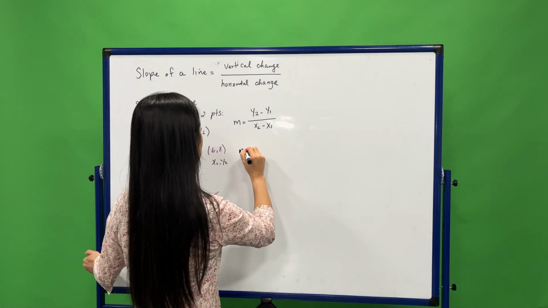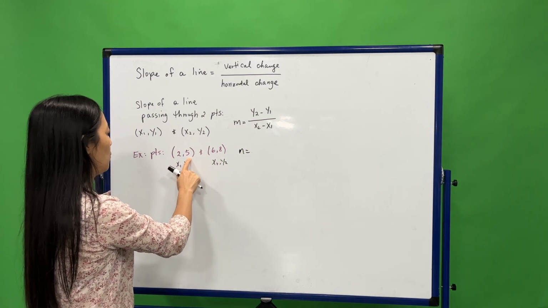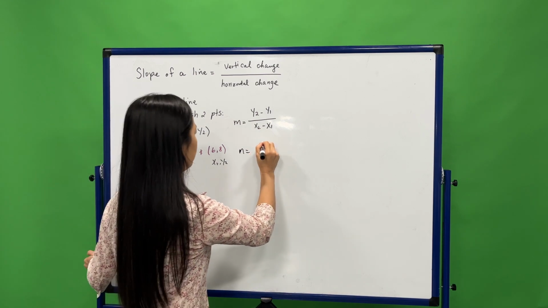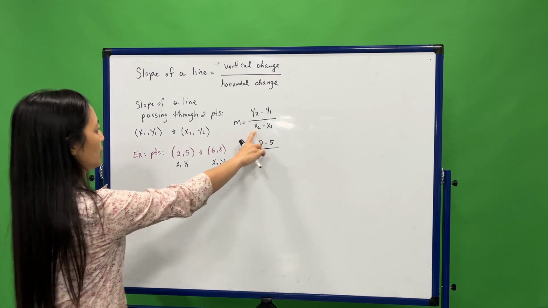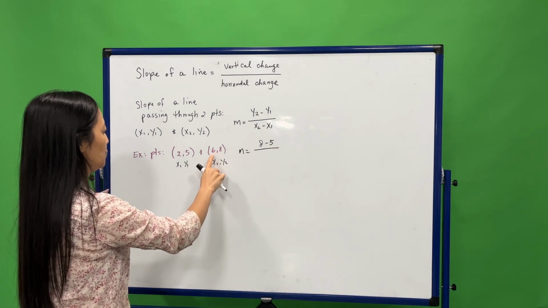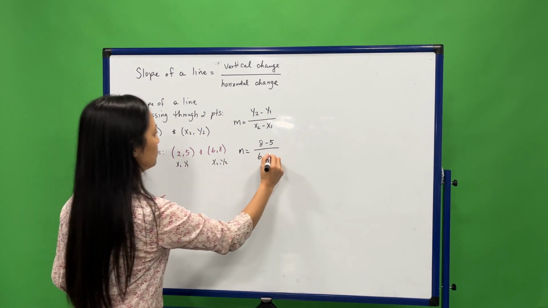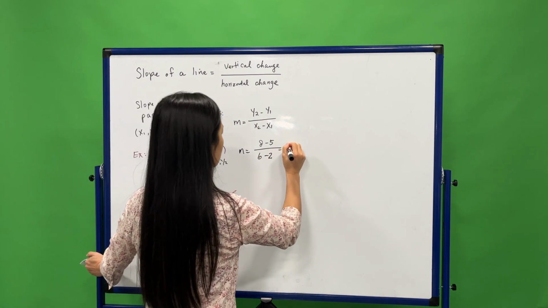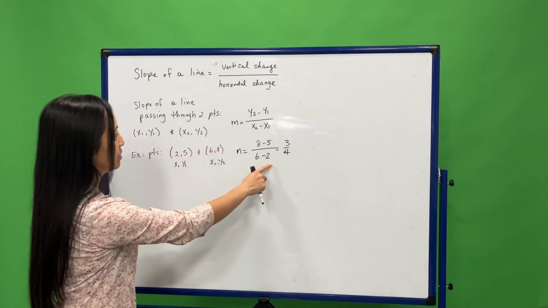And our slope is going to equal y2, which is 8, minus y1, which is 5, over x2 minus x1. So x2 we have 6 and x1 we have 2. This is going to give us 3 over 4. We have our slope.